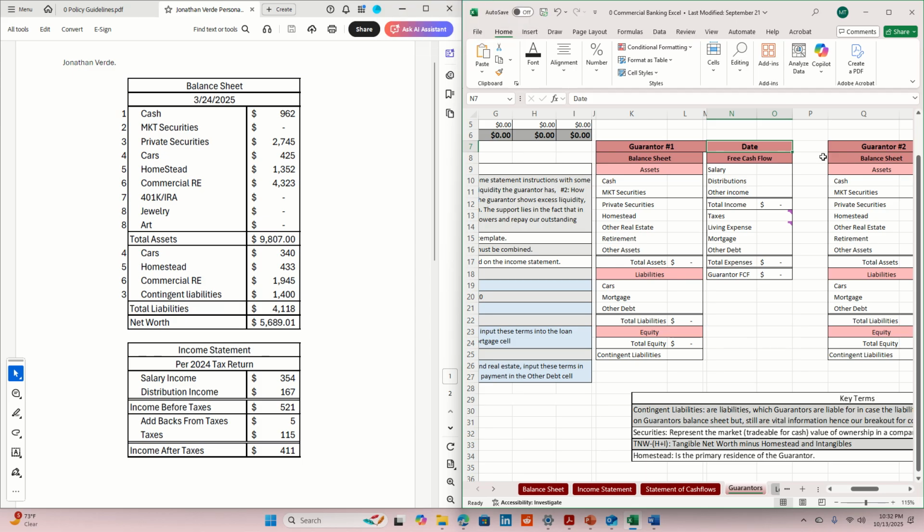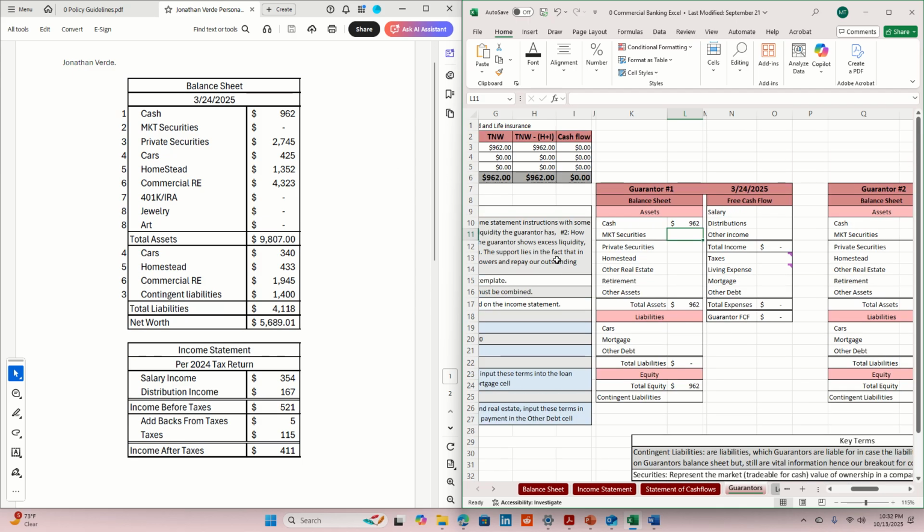So we're going to start it off with the date. 3/24/2025. That's my date. That's not your date. Make sure you look at what date it is. 962. And remember, this is in thousands, you guys. This is in thousands. This is not in hundreds. This is in thousands. So that means $962,000, not $962. Okay. So 962.